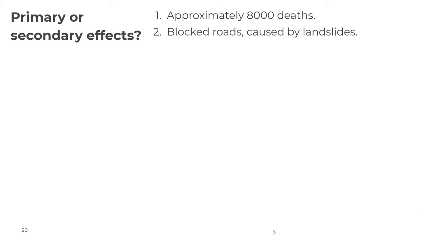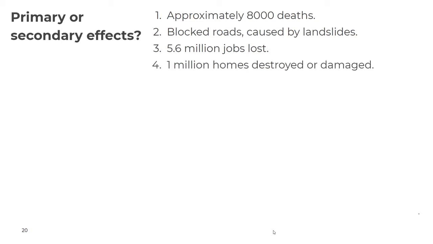So let's start. So the first effect is this. Typhoon Haiyan caused approximately 8,000 deaths. Is that primary or secondary? Number 2. Blocked roads caused by landslides. Primary or secondary effect? Number 3. 5.6 million jobs lost. Primary or secondary? Number 4. 1 million homes destroyed or damaged. Primary or secondary?